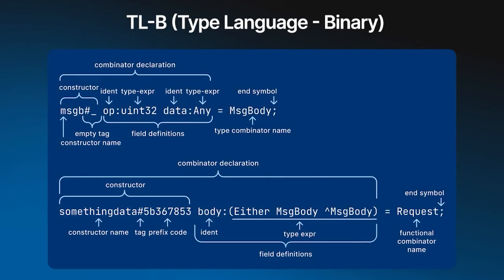Second stage, we use a TLB schema to describe the commands that our smart contract is able to process. TLB stands for Type Language Binary. It serves to describe the type system, constructors, and existing functions that are on the contract. And you can now see an example of a TLB document.